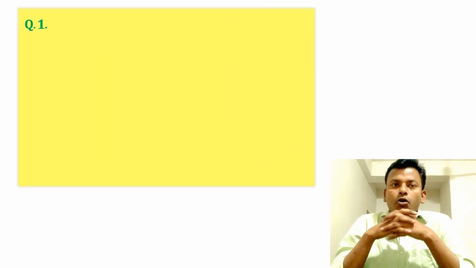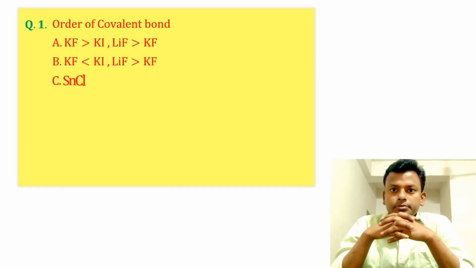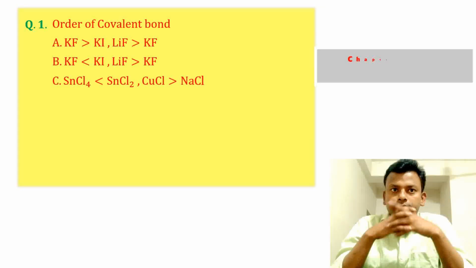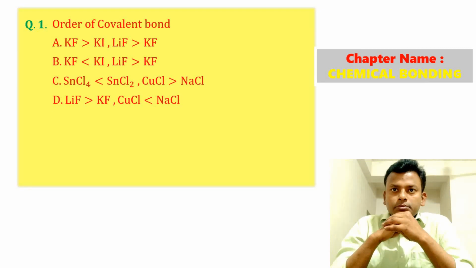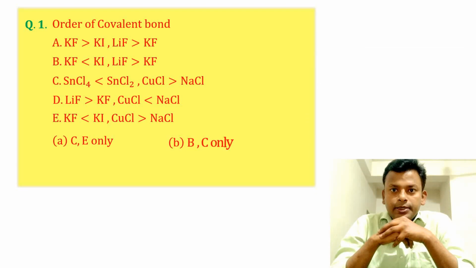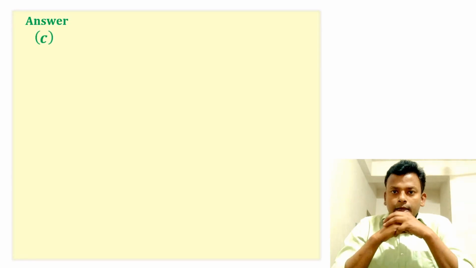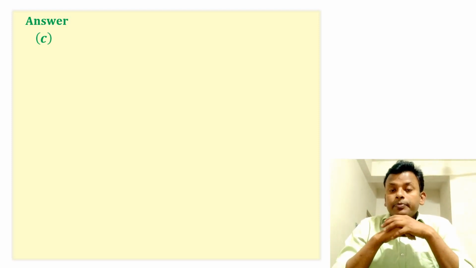Question 1. Order of covalent bond. Option A, option B, option C, and option D. Answer: option C is the correct answer. And for this question, according to Fajan's rule, we are explaining Fajan's rule first.